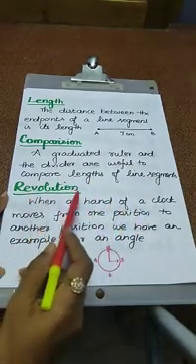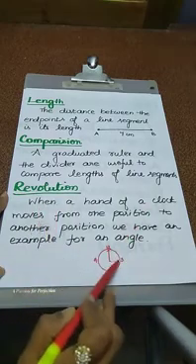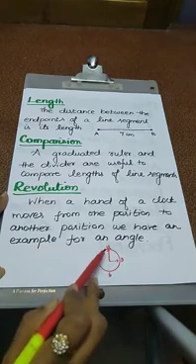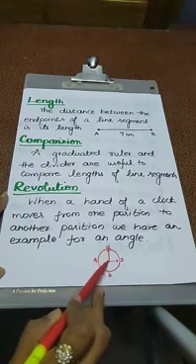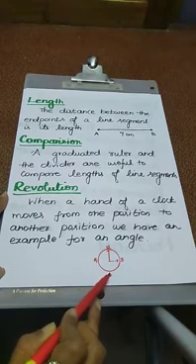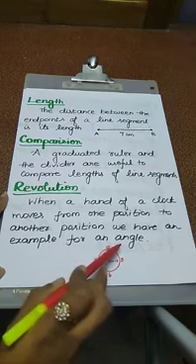The next one is revolution. When the hand of a clock moves from one position to another position, we have an example for an angle. Actually, the first one is a right angle. Next, if we move from 3 to 6, that is actually a straight angle. So, easily using that hand clock, we can calculate a particular angle.